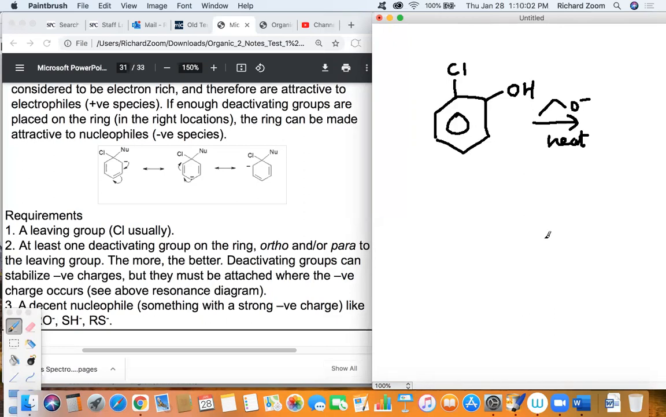Maybe you've all forgotten in the last couple of days what a deactivating group and an activating group is. So the OH here is an activating group. So the answer there is no reaction.